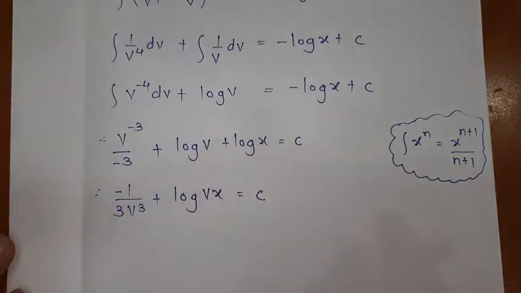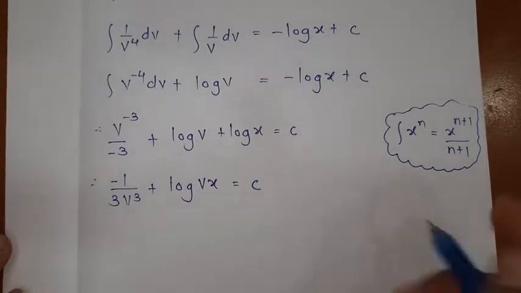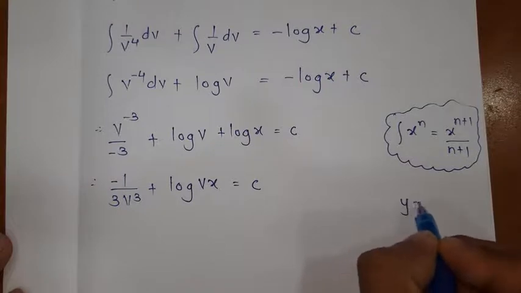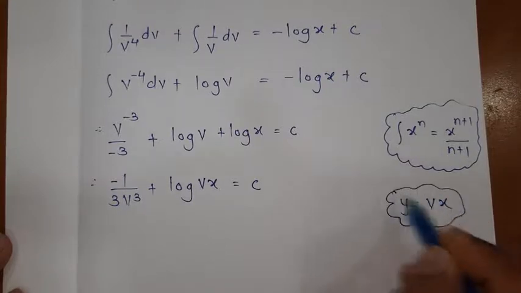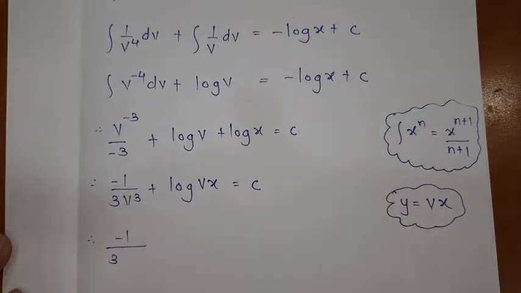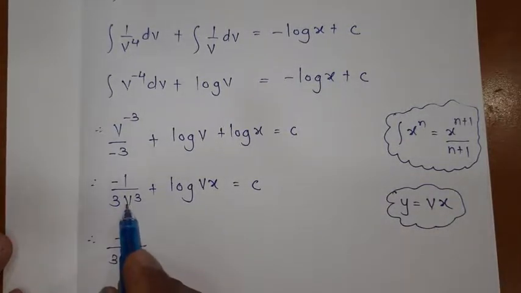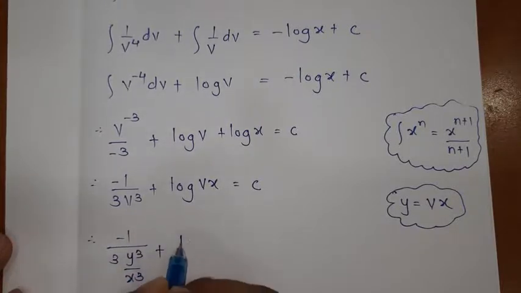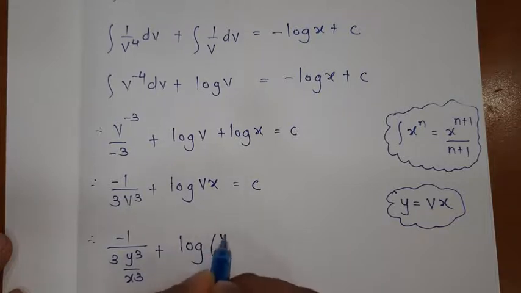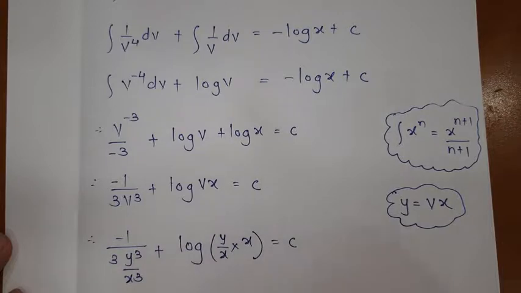So let us resubstitute the value of v. What is the value of v? I will write here what we have put, y is equal to vx. So what is the value of v? v is equal to y by x. I am putting here v is equal to y by x. So here we will have y cube upon x cube. Here also log v is y by x, into this x is equal to c.